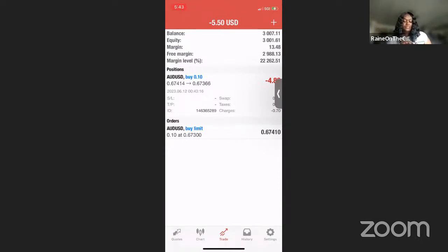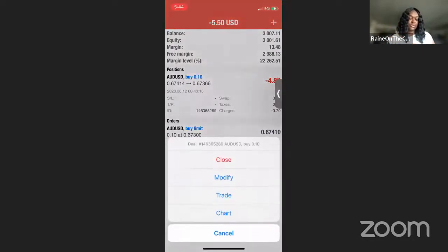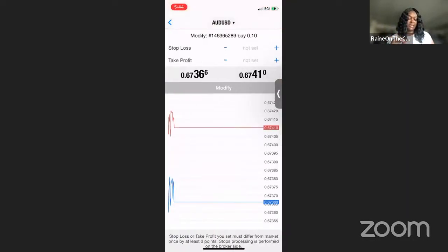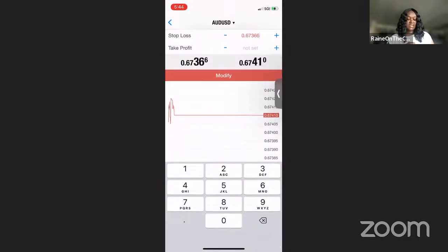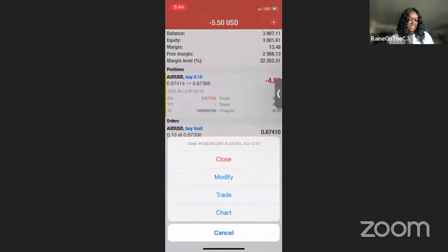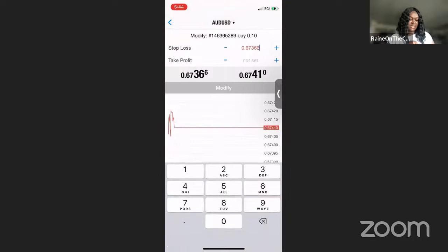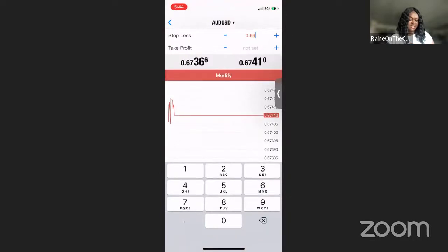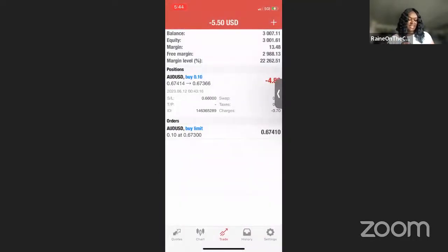All right, let's go over to the modify button. Let's imagine that we had put in a stop loss. Oh, that's so close. 6, 7, modify. That's too close. 6, modify. Let's do that.